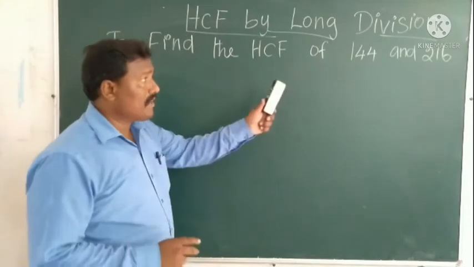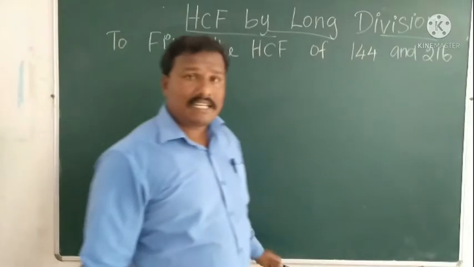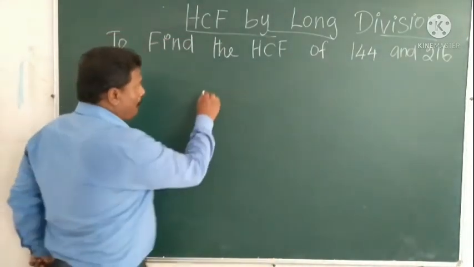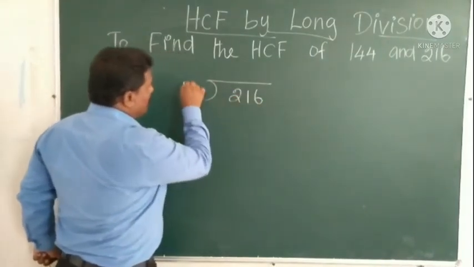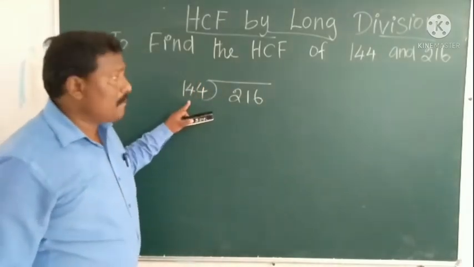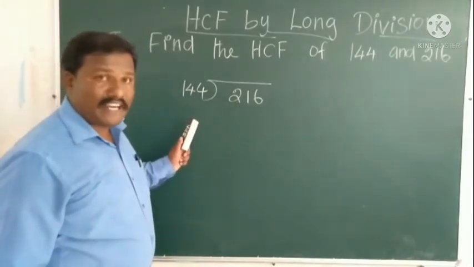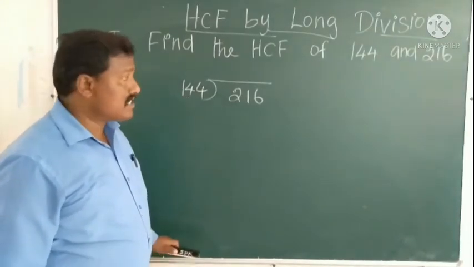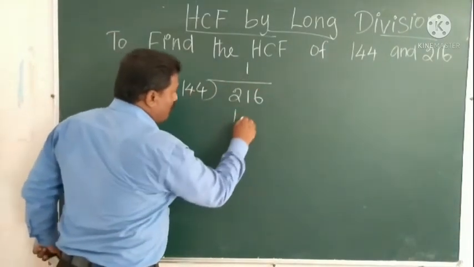So listen carefully. Now 144 is the small number, 216 is the bigger number. So the bigger number becomes the dividend, and 144 is the divisor. Okay. So now we will start to divide. How many 144s are there in 216? Only one time we can divide. So 1 times 144 is 144.